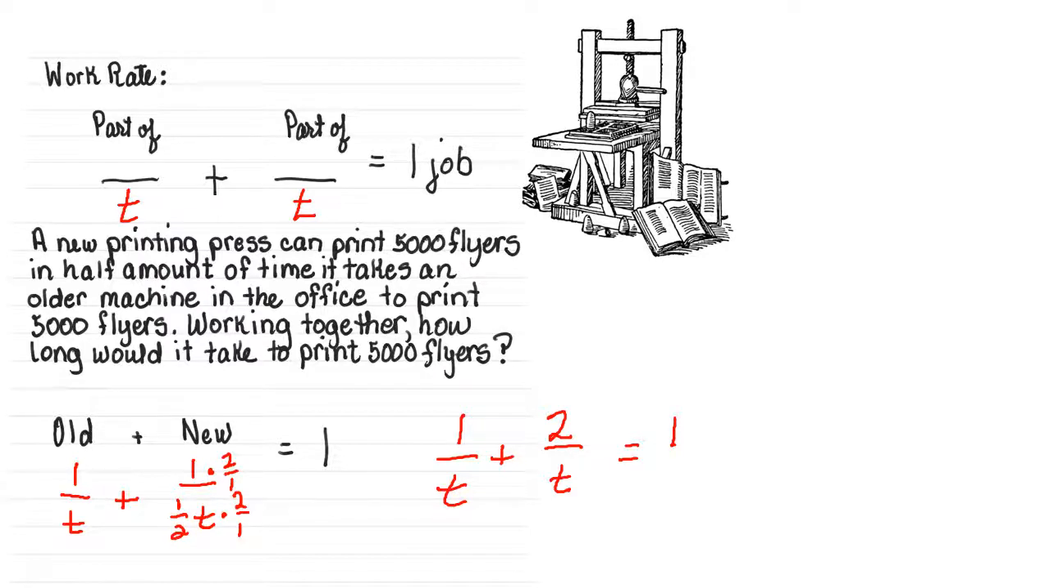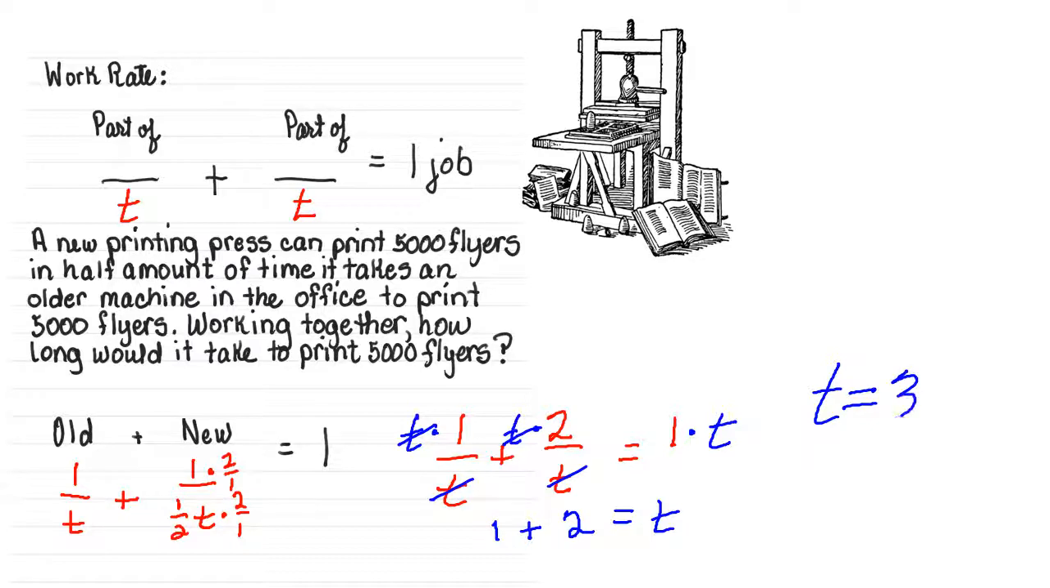I'm going to multiply everybody by a T because I'm going to ditch the demon. Don't like that T down there. And that's going to give me a 1 plus a 2 equals T. So T is going to equal 3. So working together to print 5,000 flyers is going to take me 3 hours.